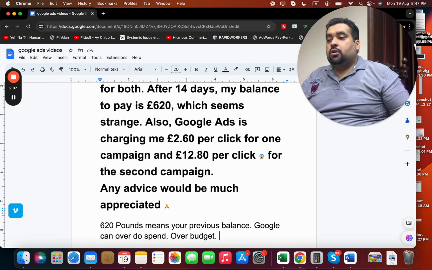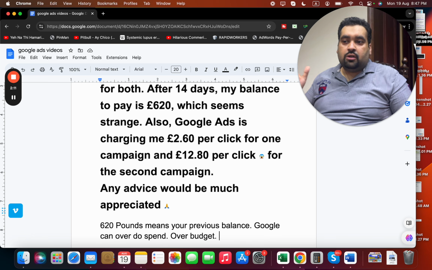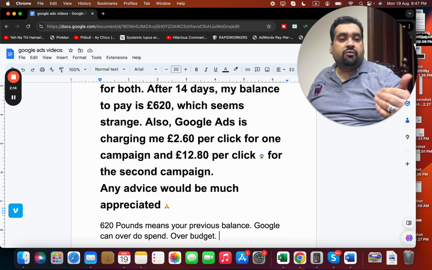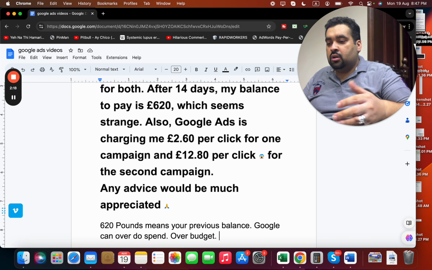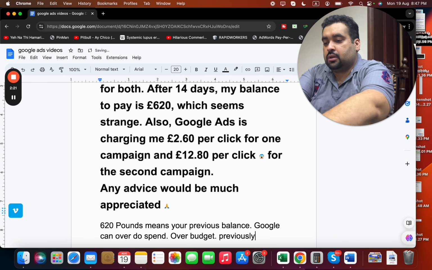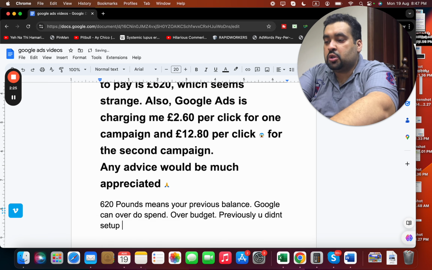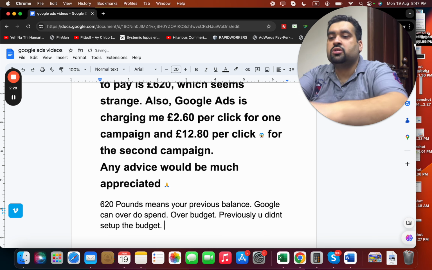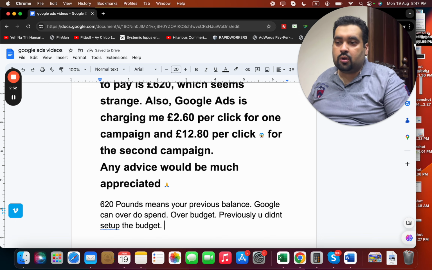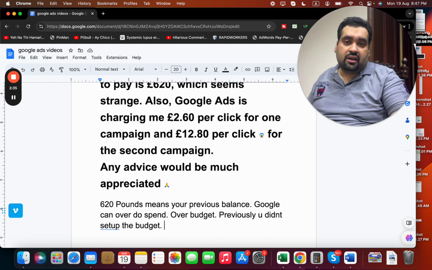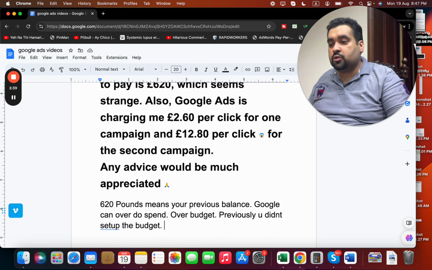So that is something you should look at. Or maybe you have set your budget recently, and there may have been days when the budget was high and you suddenly reduced it to £10 a day for each campaign. So previously you may not have set up the budget. Otherwise, there is no reason your account can go to £620 spending. That is a tried and tested thing. I've been working with Google Ads for 15 years. Also, in case you think there is a glitch, you can always reach out to Google support, or if you want our assistance, me and my team can help you sort out these errors.